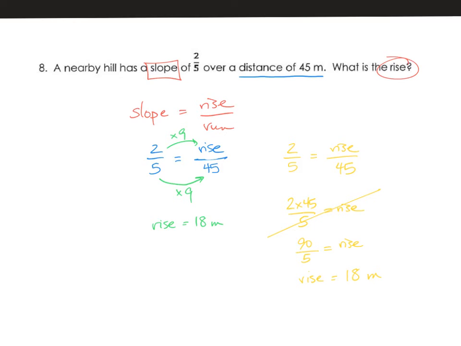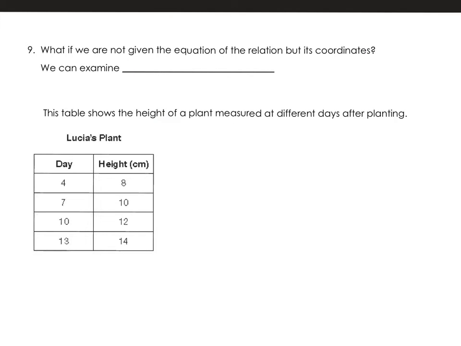Now what we're going to do is kind of change gears a little bit. I want you to take a look at the top of this page because there's an important relationship that we're going to talk about if we're given a series of coordinates within a relationship. And what we need to examine is something called finite differences.